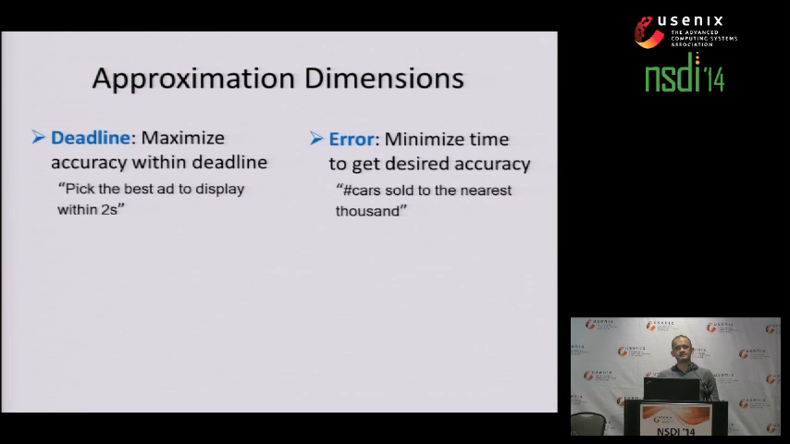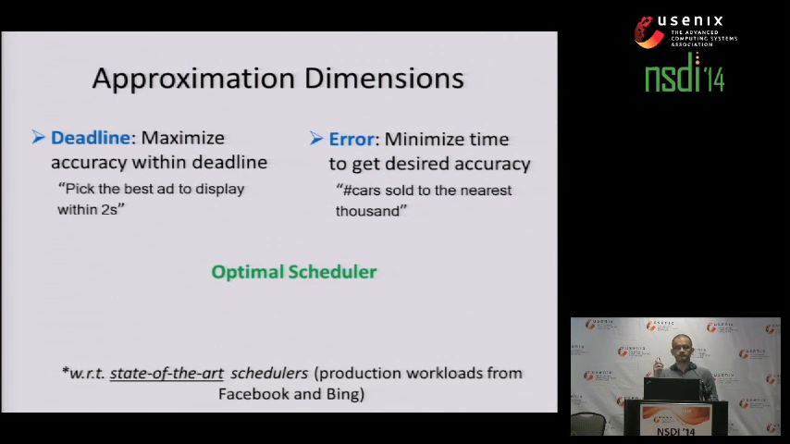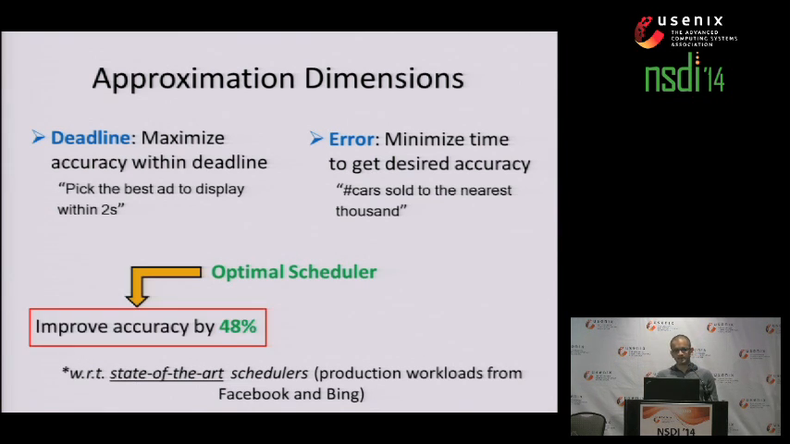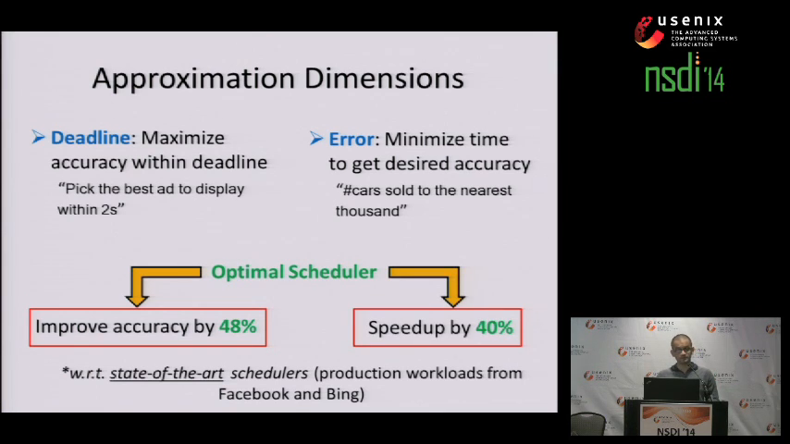And our claim is that approximation analytics require a new class of scheduling design decisions. In fact, an optimal scheduler that's focused on approximation analytics knows the approximation bounds of the jobs and has an oracle about the task durations. In production workloads from Facebook and Bing that I will be talking about, we see that this scheduler can improve the accuracy of deadline-bound jobs by nearly 50% and speed up the error-bound jobs by 40%. In production clusters with tens of thousands of machines, these are sizable numbers.